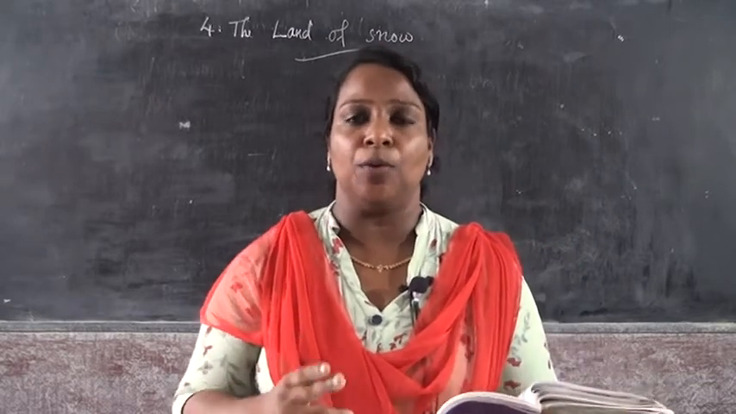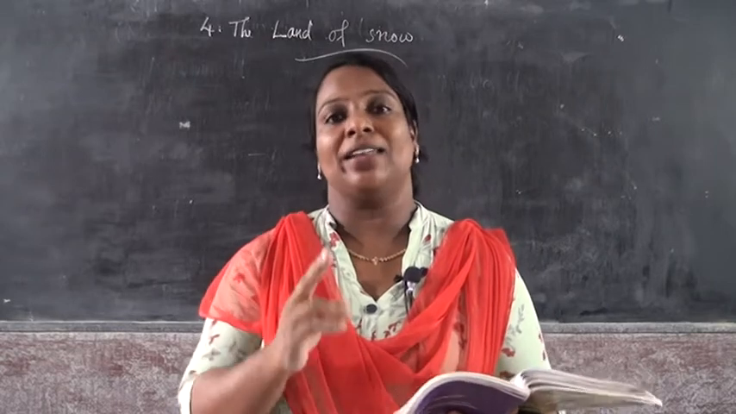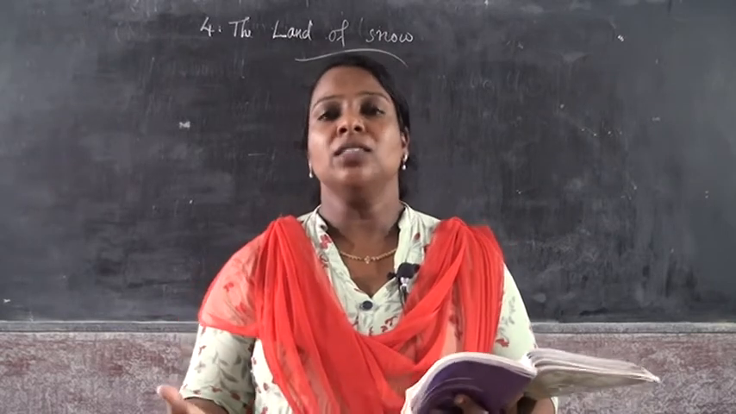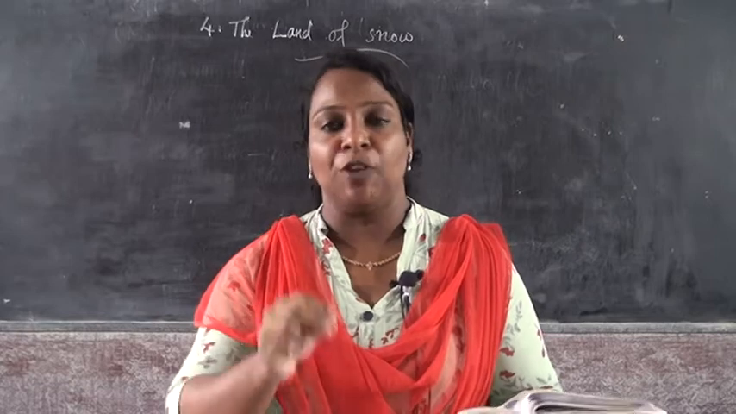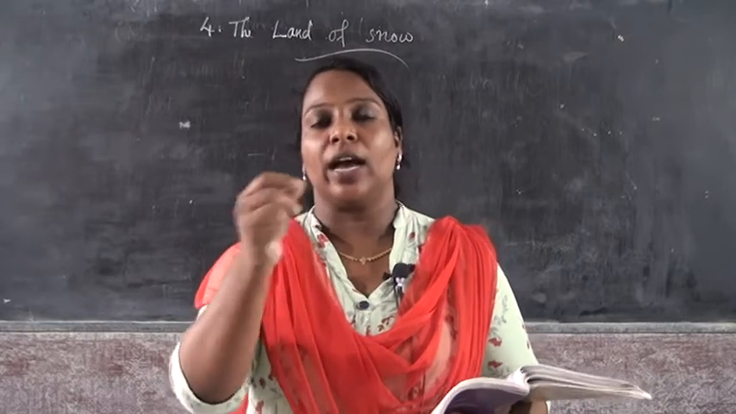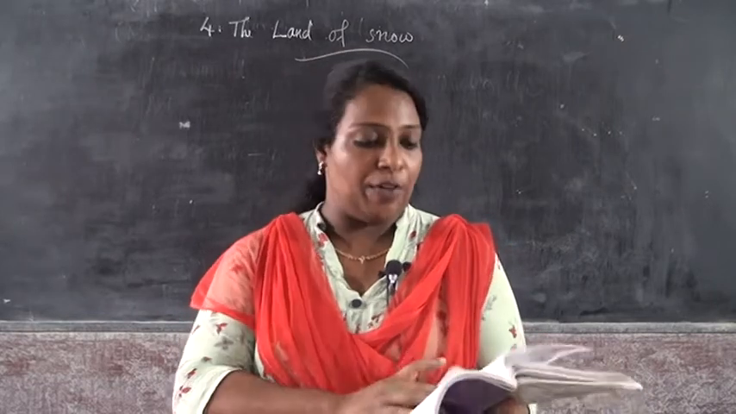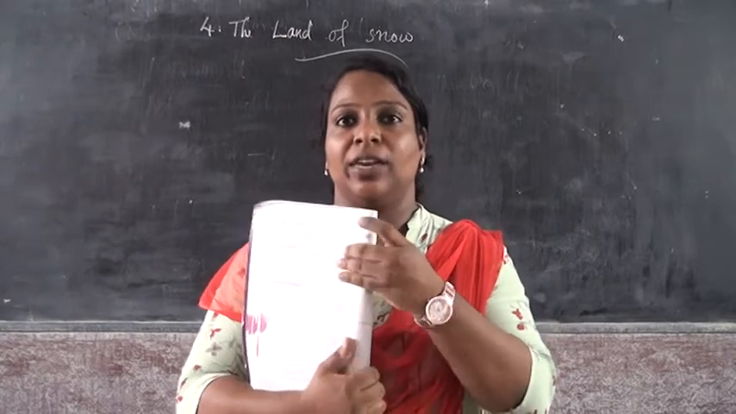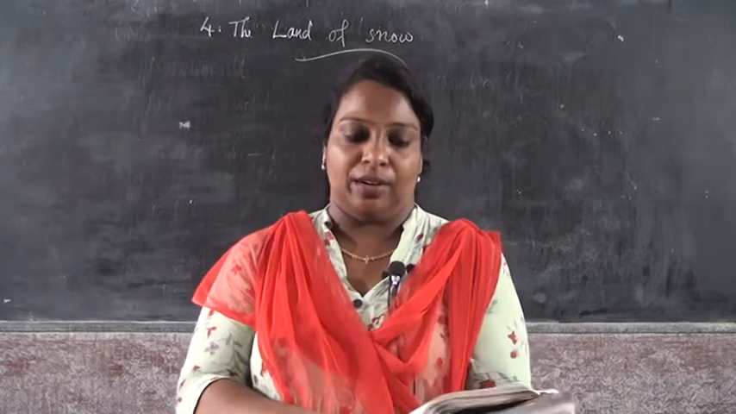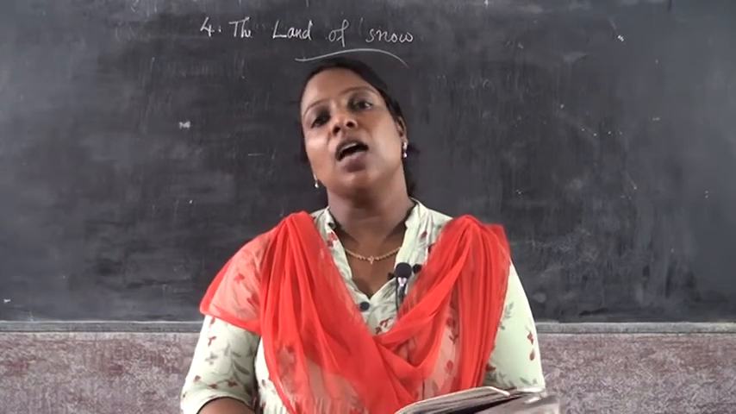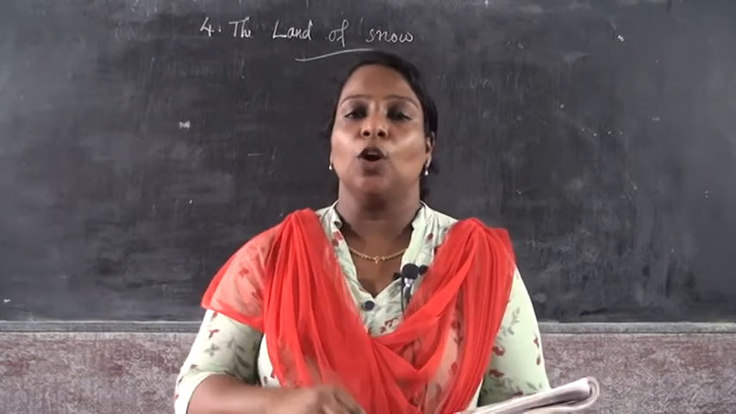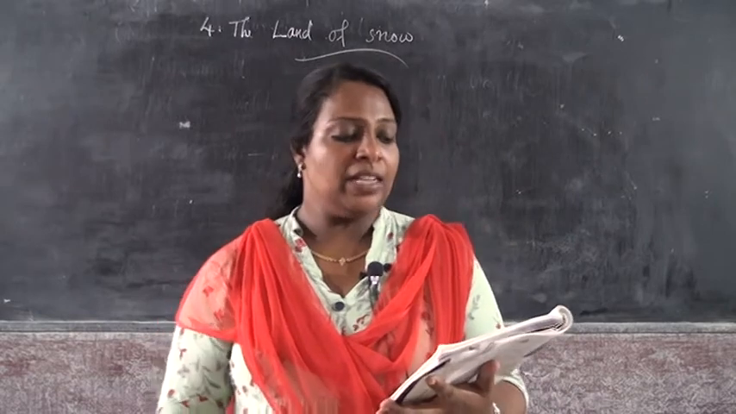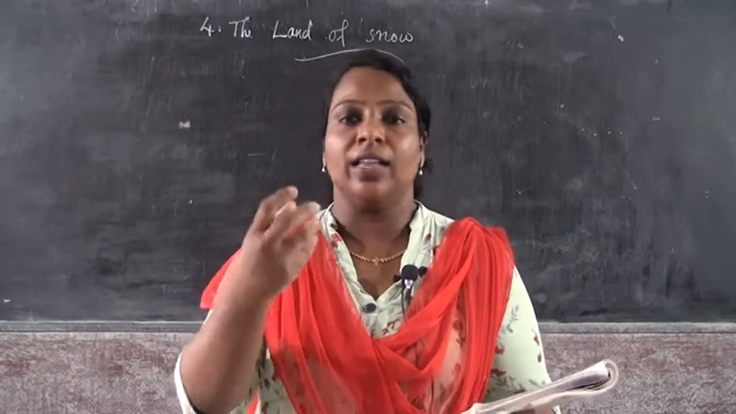What do you mean by harpoon? Harpoon means a rope-attached weapon. It is a weapon attached to a rope. The picture is in your textbook, page number 180. You can see it here. That is the weapon, and its name is harpoon. A harpoon is a rope-attached weapon, and this weapon is used for hunting animals.